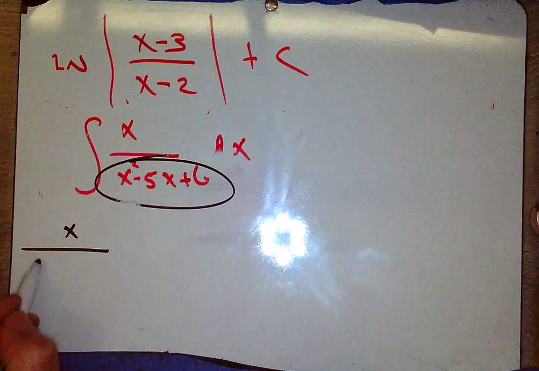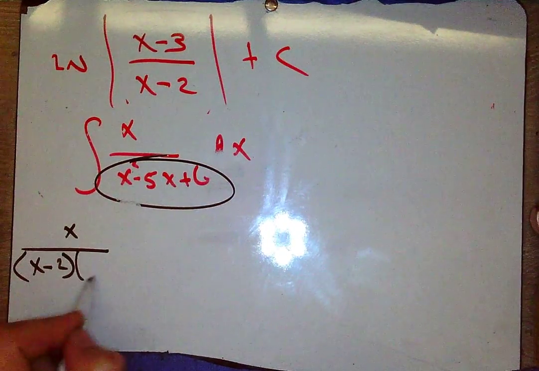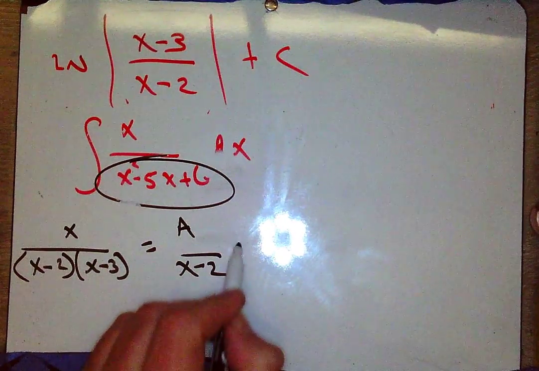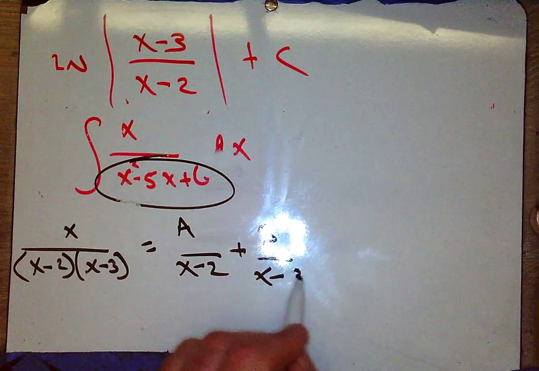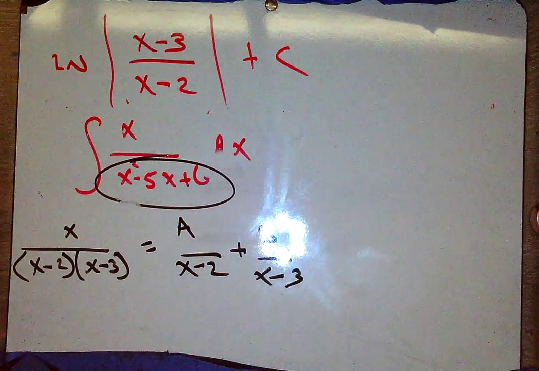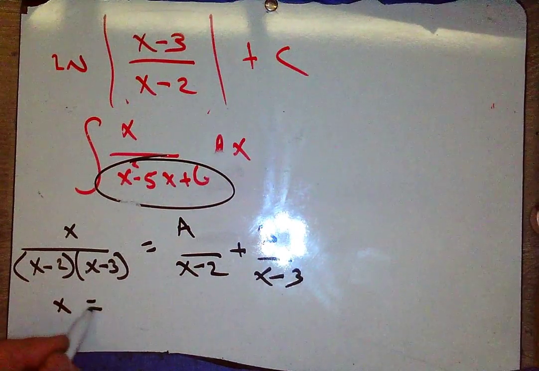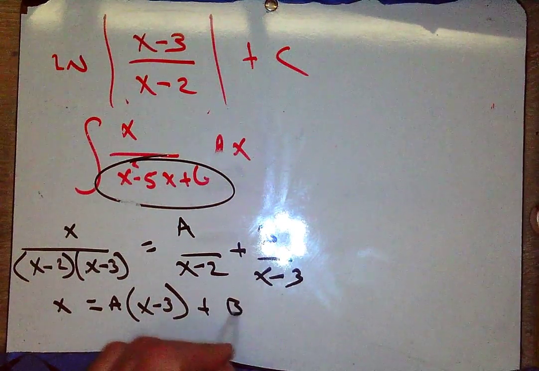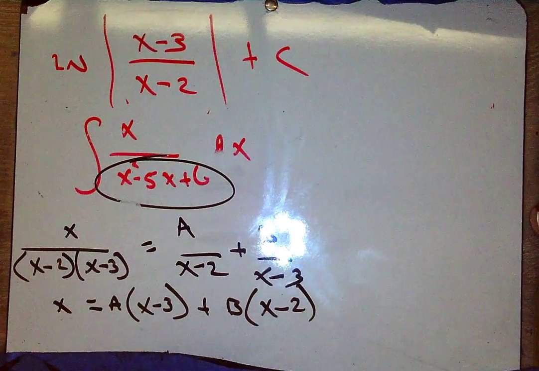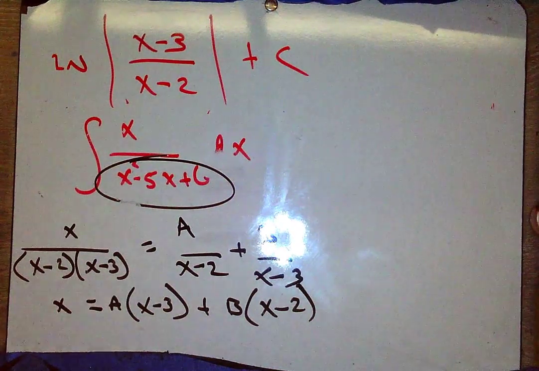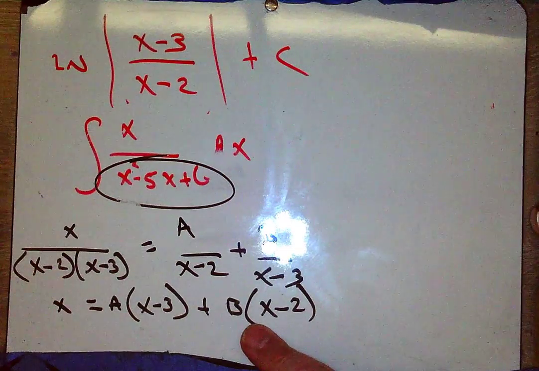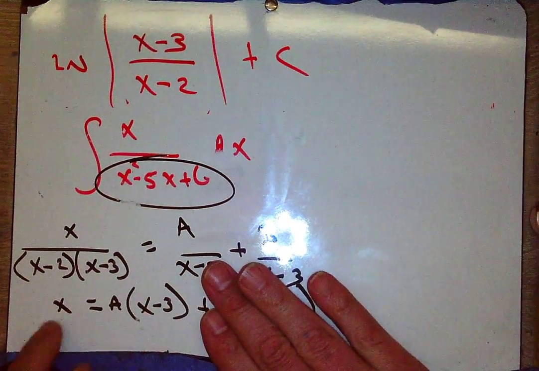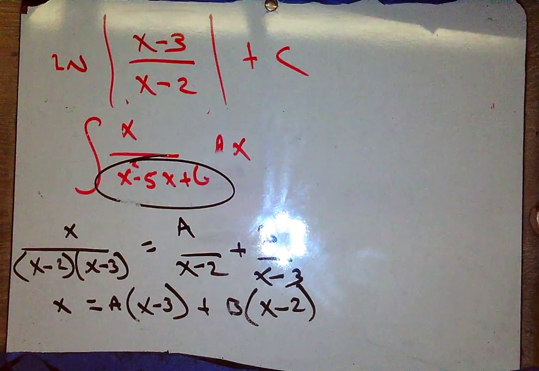So I'm going to have x over (x minus 2)(x minus 3). That's going to be a over x minus 2 plus b over x minus 3. And again, I'm going to multiply everywhere by the least common denominator to get x equals a(x minus 3) plus b(x minus 2). All right, so if we plug in x equals 2, that goes away. That becomes negative 1a equals x.